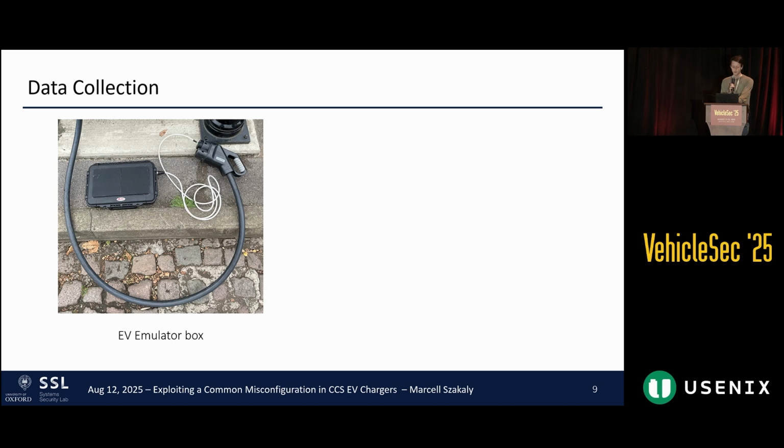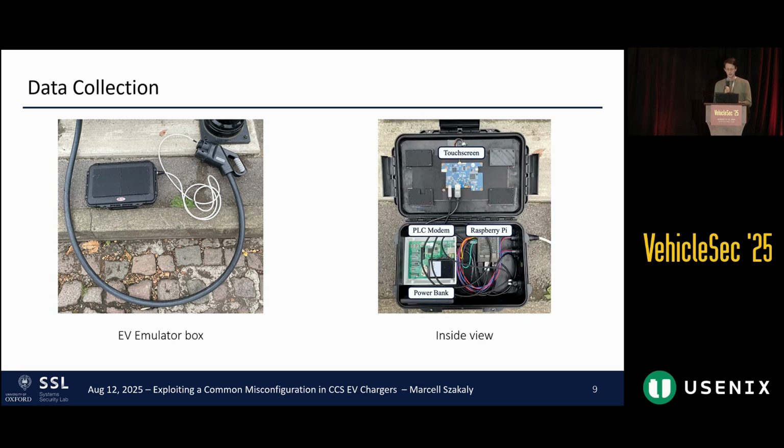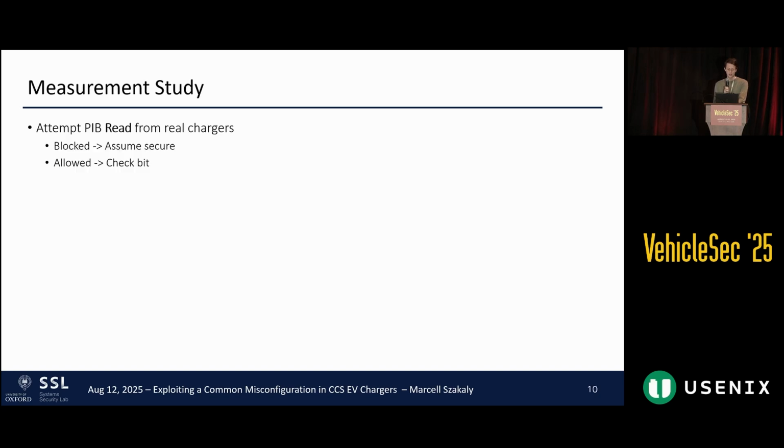So we set out to do some data collection. We created an EV emulator that you can see here. You can plug it into chargers. Inside it contains the same power line modem as well as a Raspberry Pi. We went up to real-world chargers and attempted to download the PIB from them. If it was blocked, we assume it's secure because there is no way they're going to let us write if they don't even let us read. But we can't ethically test writing in the wild, of course. But if reading is possible, then we used our previous lab setup to test the real configurations we've downloaded on real hardware to see if writing is possible.